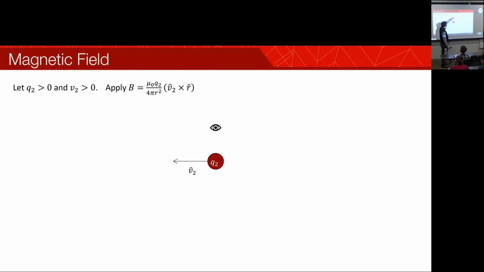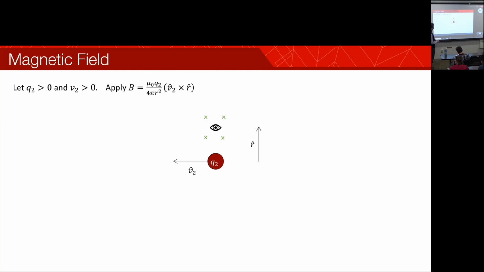And we're observing up here. So this is where we want to say, what is the magnetic field here? Some distance r away from that charge, what is the magnetic field right there?